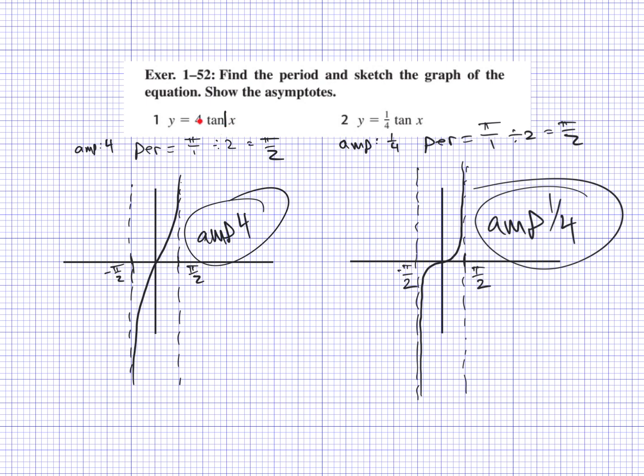So remember the amplitude is here, and looking at 1 and 2, look at the difference of the amplitude. The periods are the same. Pi over 1 is your period, divided into two sections. That's pi over 2 for each section, minus pi over 2 and adding pi over 2. So this is your main point here for tangent at 0. And the amplitude is 4 here. The amplitude on number 2 is 1/4, which makes it flatter. So it's a vertical shrink of 1/4. All right, so that's those two.